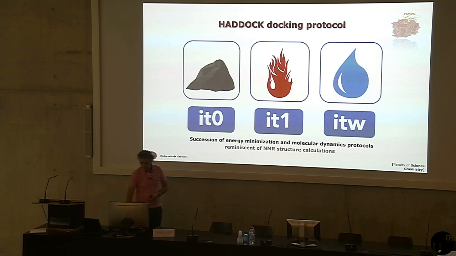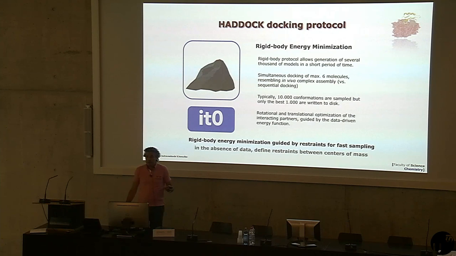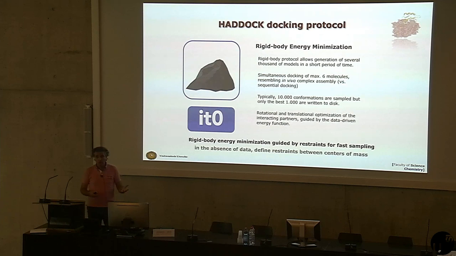So minimization is usually quite a fast step, although there is software that is way faster than ours. But here we sample in the order of 10 to 100,000 solutions internally. We write maybe thousands to 10,000 to disk. So this is really the sampling, and the starting points are randomly orientated and separated molecules.